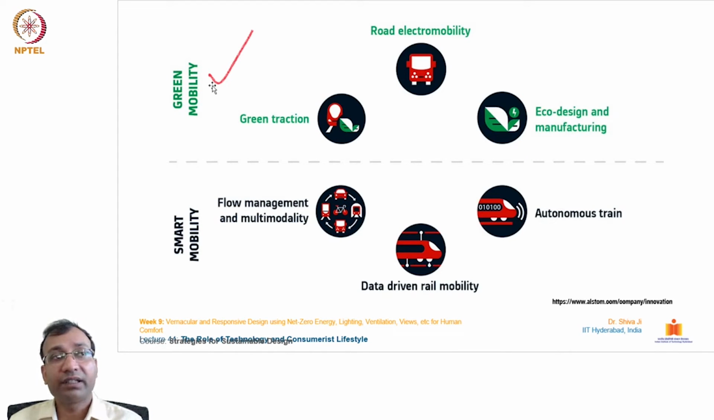Moving on, this is taken from a company, Alstom. You may be aware of this as a big company. See how they have been doing smart mobility: flow management, multimodality, data-driven mobility, autonomous trains, autonomous mobility, etc. In this one there is this factor of green, and now the improved scenario involves these green factors. With the introduction of this green perspective, it has become green traction, road electromobility, eco-design and manufacturing.